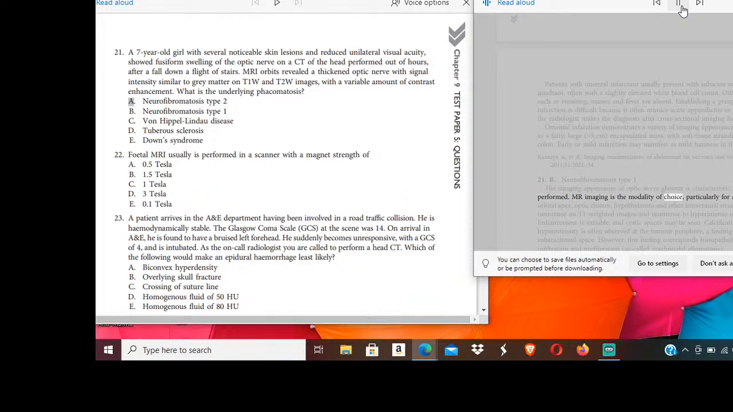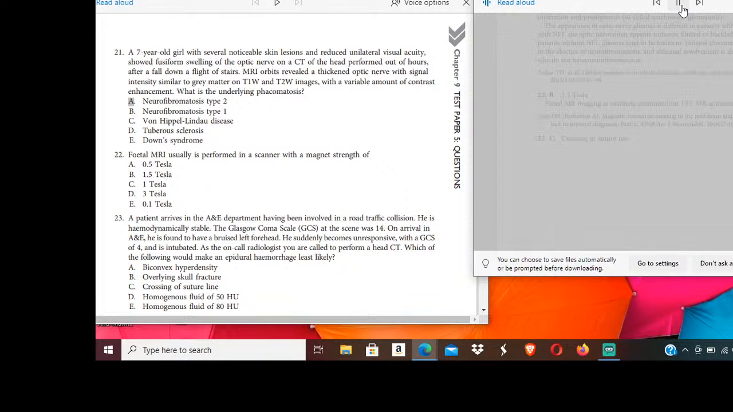MR imaging is the modality of choice, particularly for assessing involvement of the orbital apex, optic chiasm, hypothalamus, and other intracranial structures. The lesions are typically isointense on T1 weighted images and isointense to hyperintense on T2 weighted images. Enhancement is variable, and cystic spaces may be seen. Calcifications are rare. A rim of T2 hyperintensity is often observed at the tumor periphery, a finding that may mimic an expanded subarachnoid space. However, this finding corresponds histopathologically to leptomeningeal infiltration and proliferation, so-called arachnoidal gliomatosis.